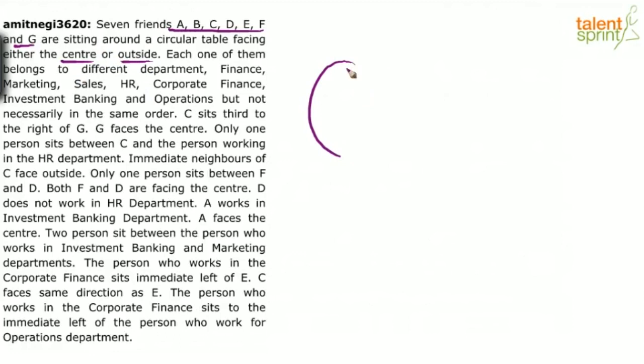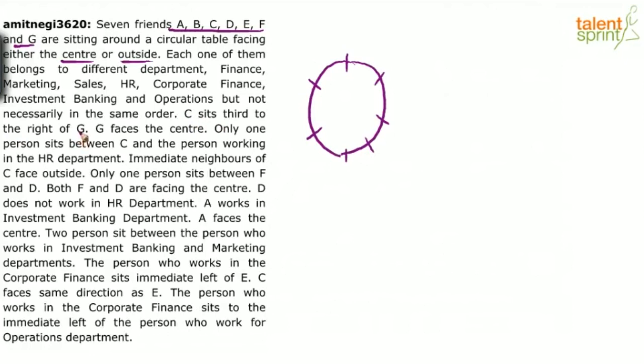So we can mark a circular table. Seven persons only, right? 1, 2, 3, 4, 5, 6, 7. Let's say these are the 7 positions. Now read the first point. It says C sits third to the right of G.